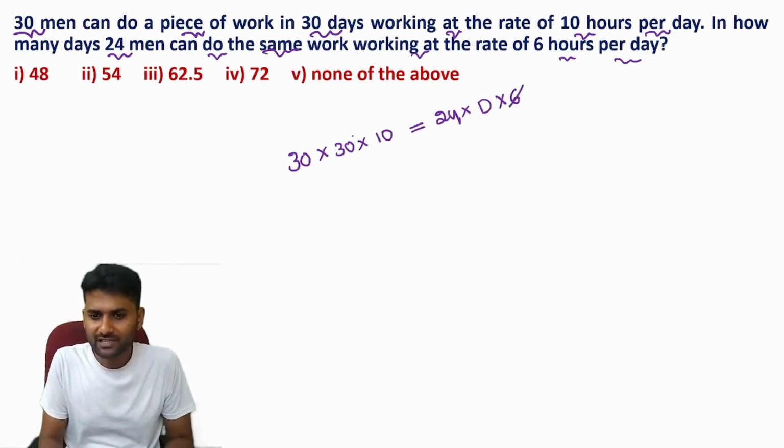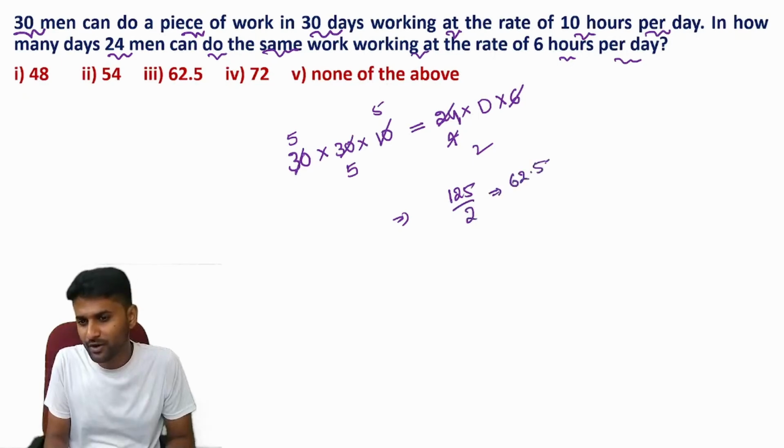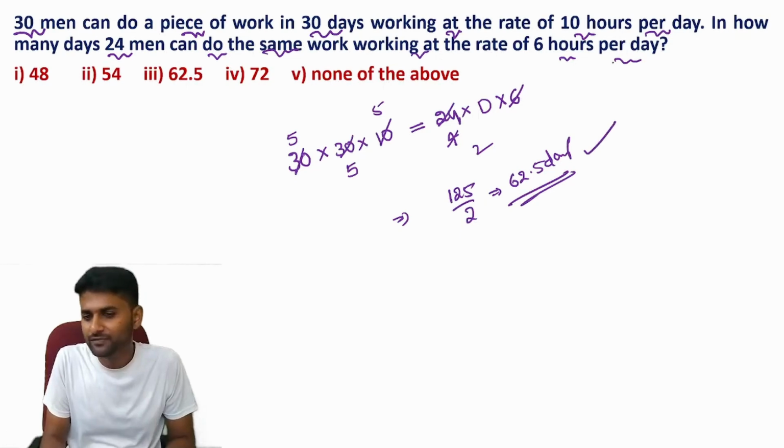Now go through the calculation here. This is exactly 5 times. Again see 6 4 times, again 6 5 times. Again 4 exactly 2 times, and means it's 5 times and 2 times. Finally here the value becomes 125 by 2. It's all about 62.5 days. Same work, if 24 men work for 6 hours per day, they are going to complete it in 62.5 days.